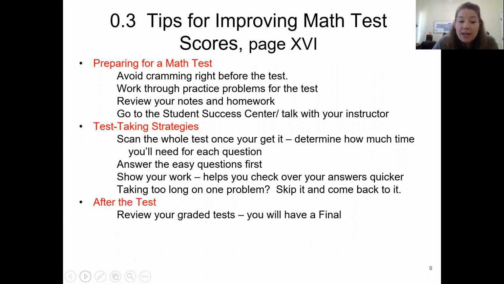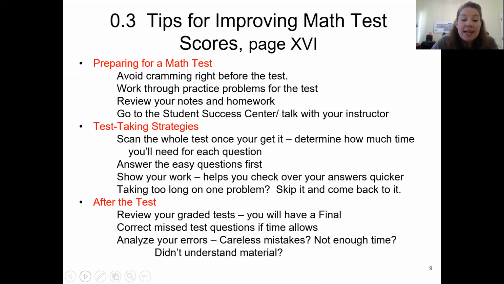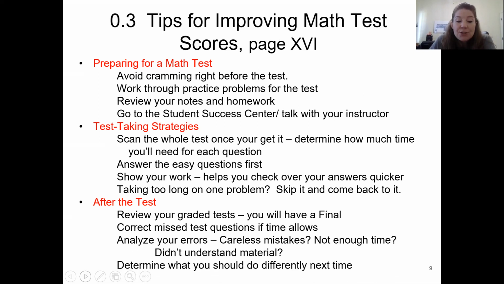After the test, before you hand it in, review your test. Before you hand it in to your teacher or submit it online, just go back over it, okay? It doesn't take that long, and a lot of times you will catch a mistake that way. Once your test has been graded, review your graded test. You will have a final. When possible, correct missed tests if time's allowed, and analyze your errors. Were they careless mistakes? Did I not spend enough time? Was it because I didn't really understand the material? And determine what you should do differently next time. So these are all great tips for improving math test scores.